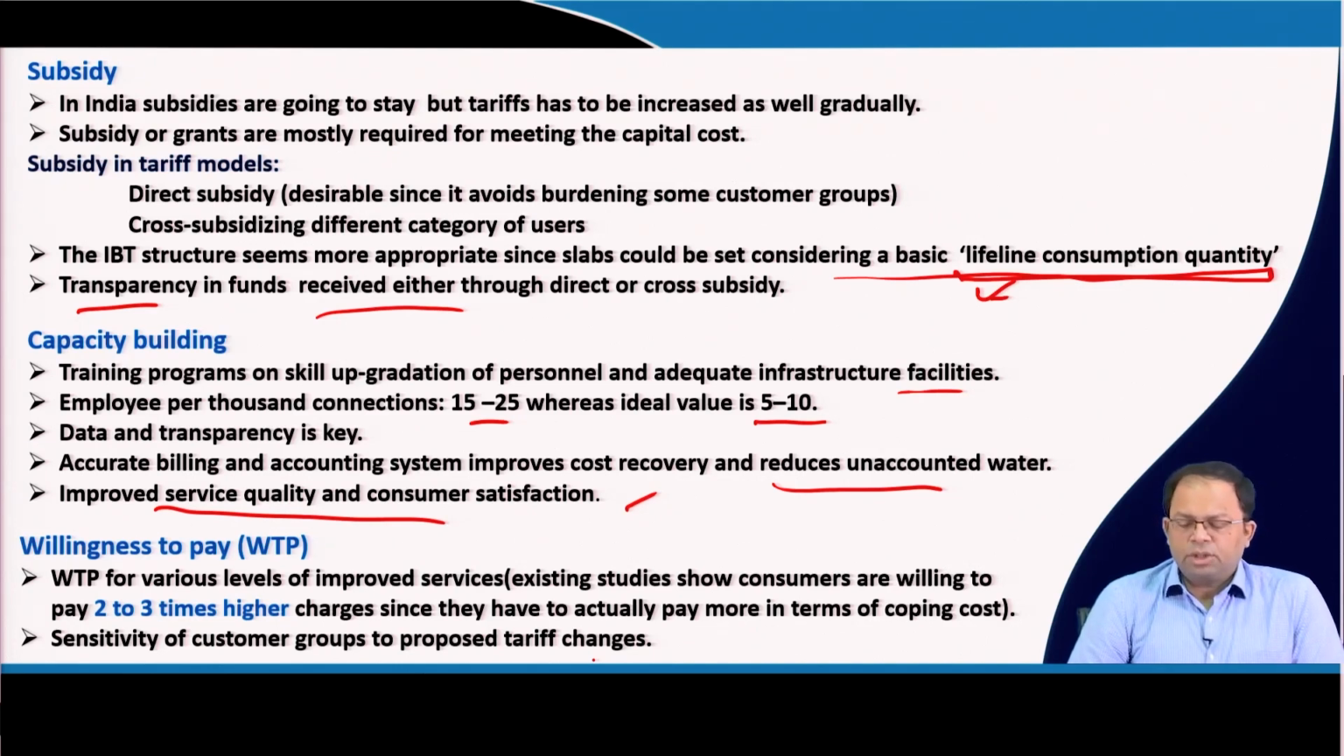And existing studies show that consumers are sometimes willing to pay even 2 to 3 times higher charges since they actually have to pay more in terms of coping cost. So this is particularly true for poor consumers. They are willing to pay more because even though they are not paying any taxes or charges, they are paying more because of coping cost, right?